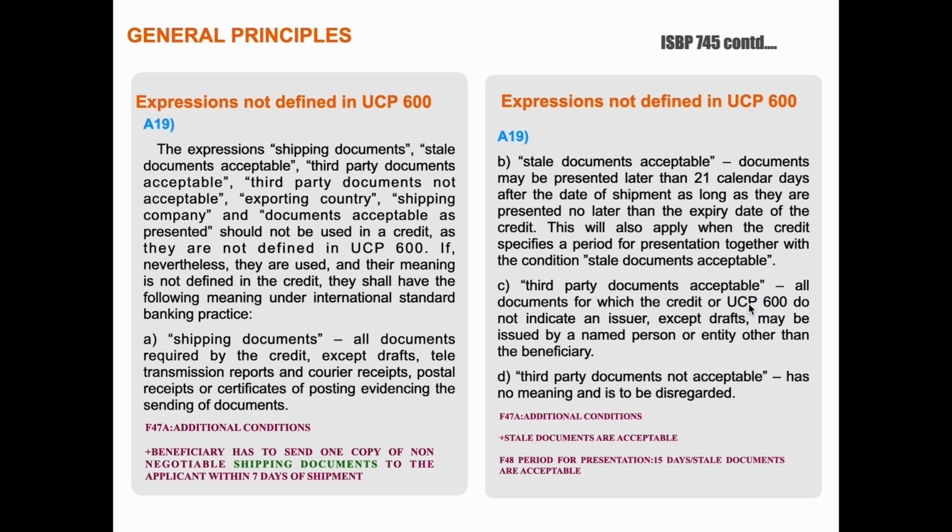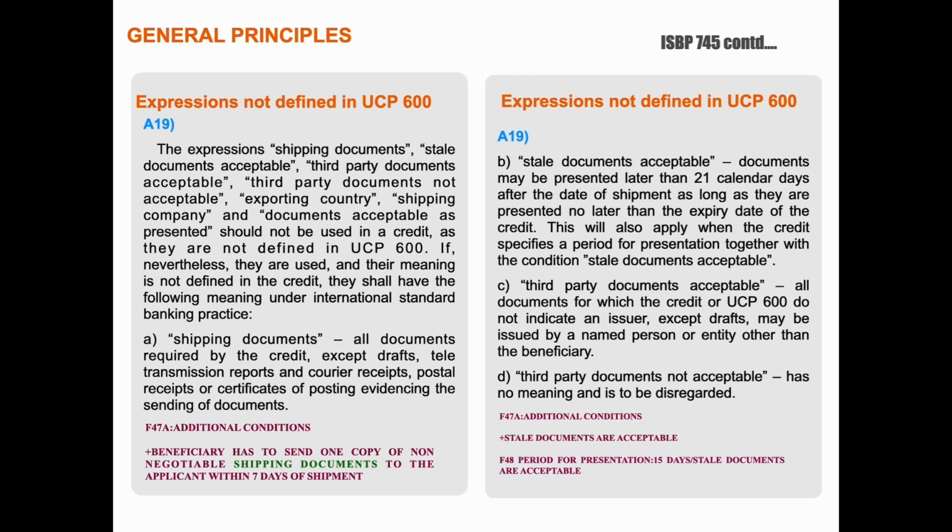For example, an invoice must be issued by the beneficiary as per Article 18 of UCP 600. So even though third-party documents are acceptable, it doesn't mean an invoice can be issued by a third party. Also, as given here, drafts can be issued only by the beneficiary. They cannot be issued by a third party. Next one is third-party documents not acceptable, which has no meaning and is to be disregarded. It is logically impossible, right? Because all documents cannot be issued by the beneficiary himself.